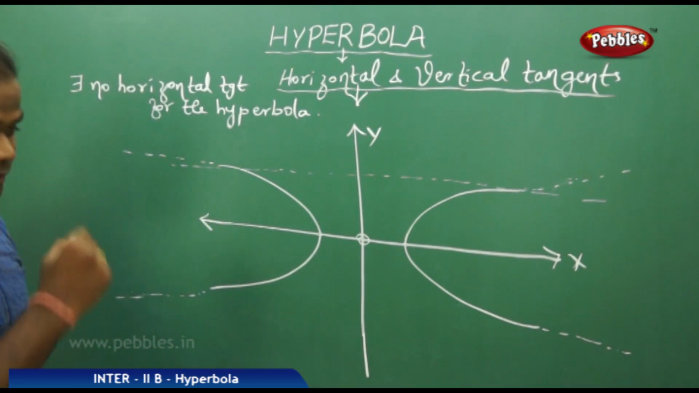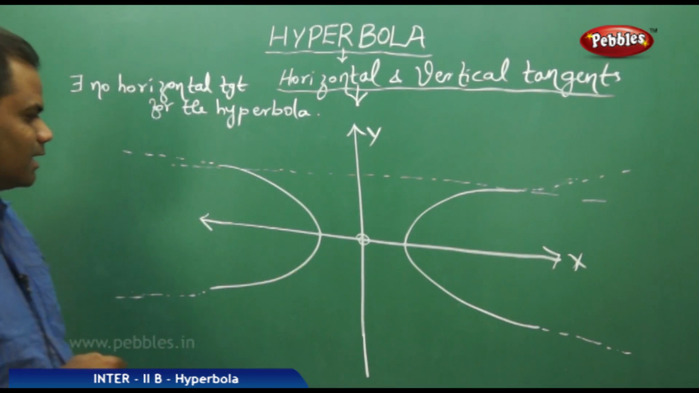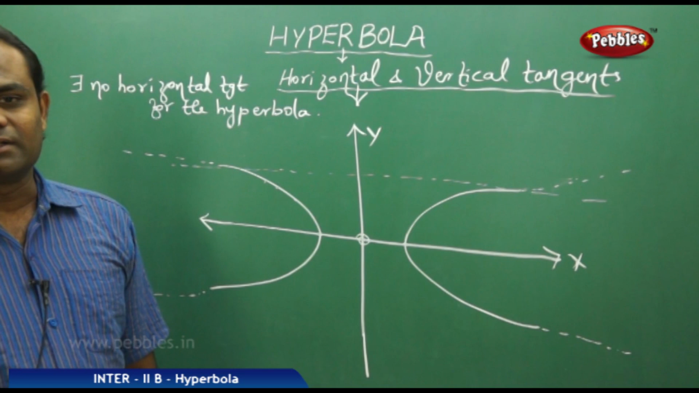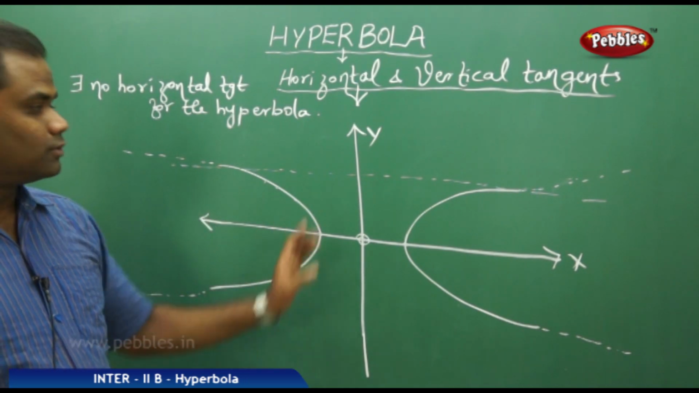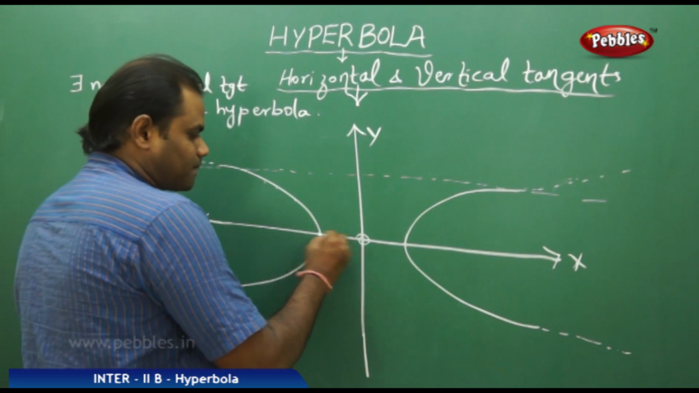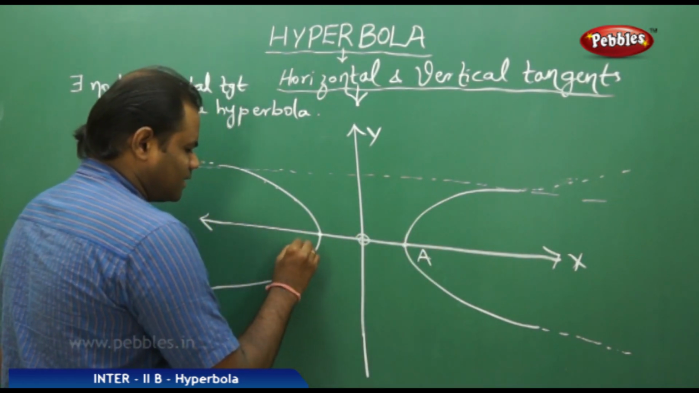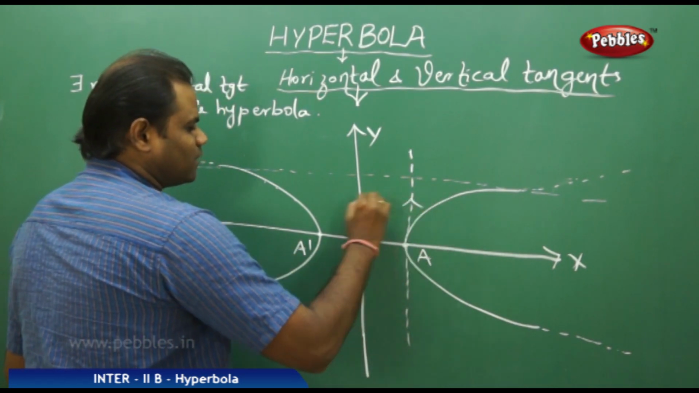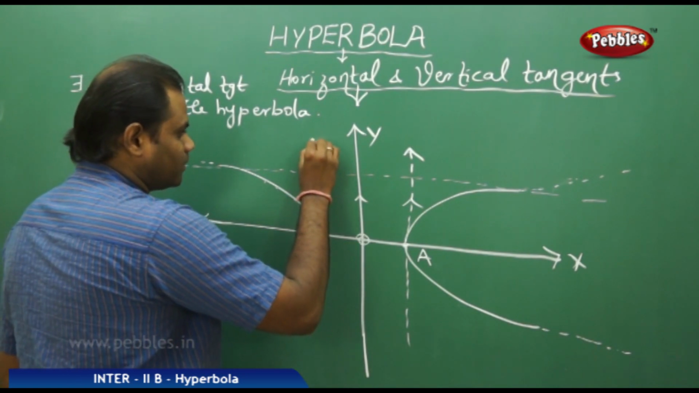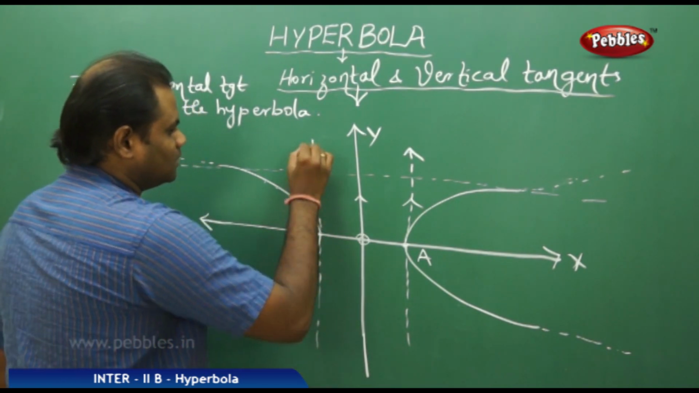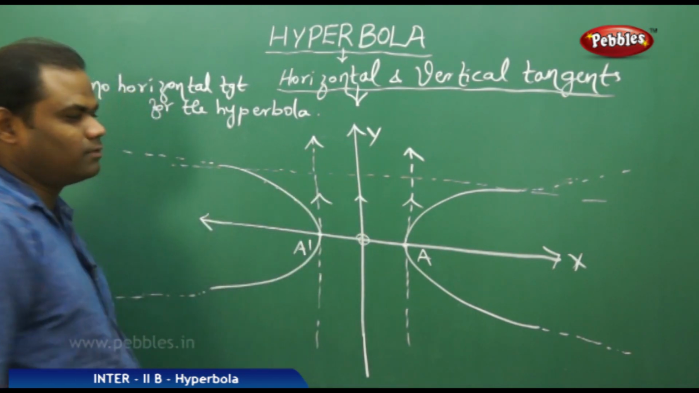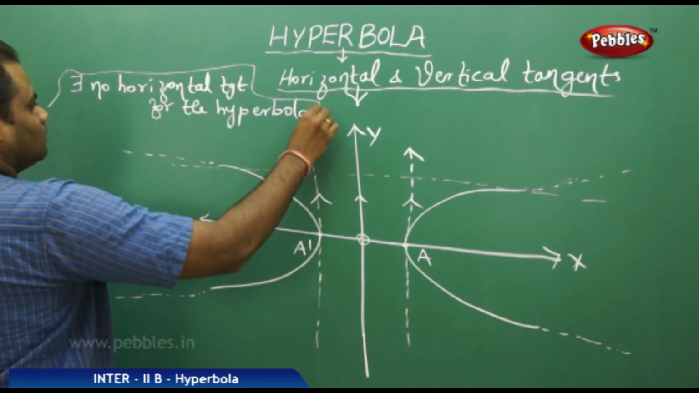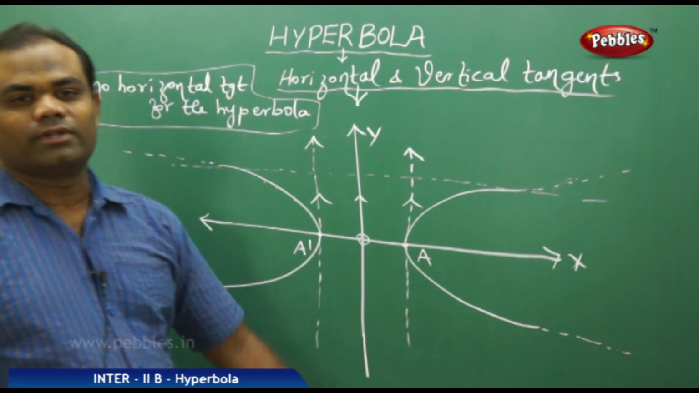Now let's see similarly for the vertical tangents. Clearly I see that any tangent I draw at most of these points is not parallel to the y-axis, but there are two tangents particularly which are parallel to the y-axis. If I take the vertices A and A dash, any tangent I draw through A is parallel to the y-axis, and any tangent I draw through A dash is also parallel to the y-axis. Therefore, there exists no horizontal tangent for the hyperbola, but there are two vertical tangents for the hyperbola.